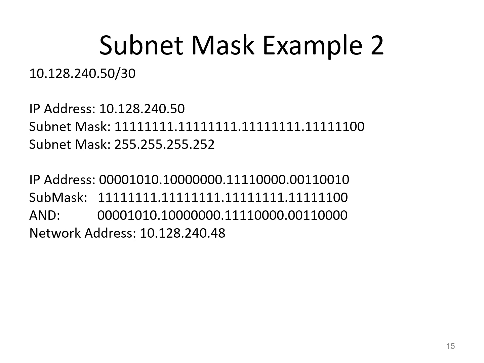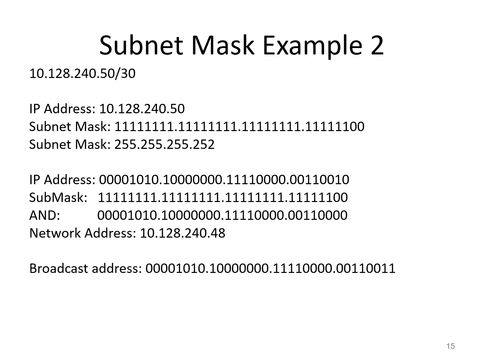We still need the network's broadcast address. To determine this, we set all of the host bits to 1. From the subnet mask, we can see that there are only 2 bits for the host, so we take the network address and set the two host bits to 1. This looks like the following. This then provides us the broadcast address in dotted decimal value of 10.128.240.51.